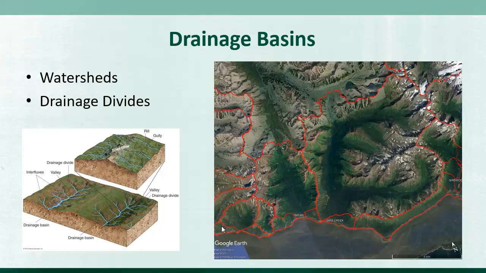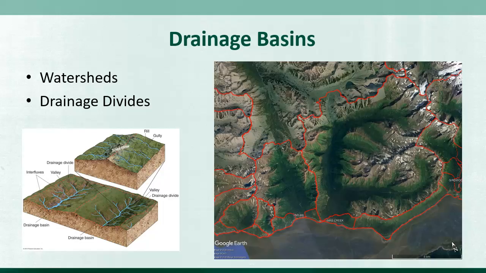We're going to start, though, talking about the idea of a drainage basin, which is pretty fundamental for understanding how streams work. All streams have a geographic area from which they collect water. That geographic drainage basin, or watershed as it's sometimes called, is bounded by drainage divides, which are the high points between one or more watersheds.